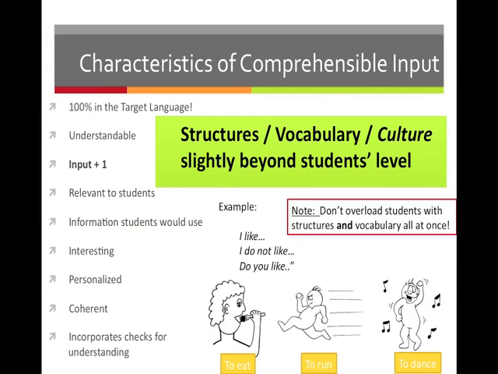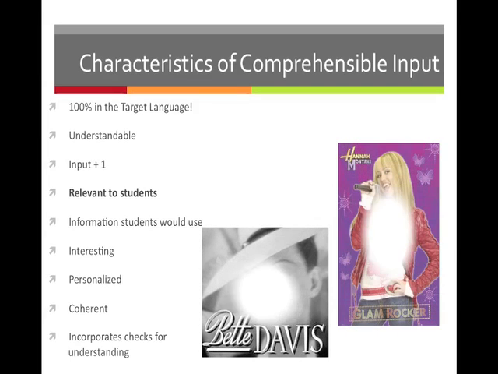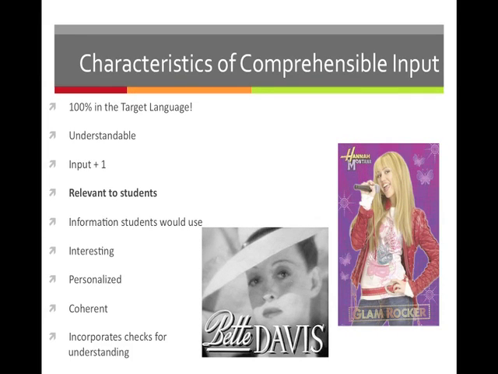So, another characteristic of comprehensible input is that it needs to be relevant to the students. So, for example, if you have a picture of Betty Davis, the students are going to say, who's that? They've never heard of her before. But then if you show a picture of Hannah Montana, they're going to say, oh my God, she's so cool. And so try your best to stay current with the generation you are teaching.